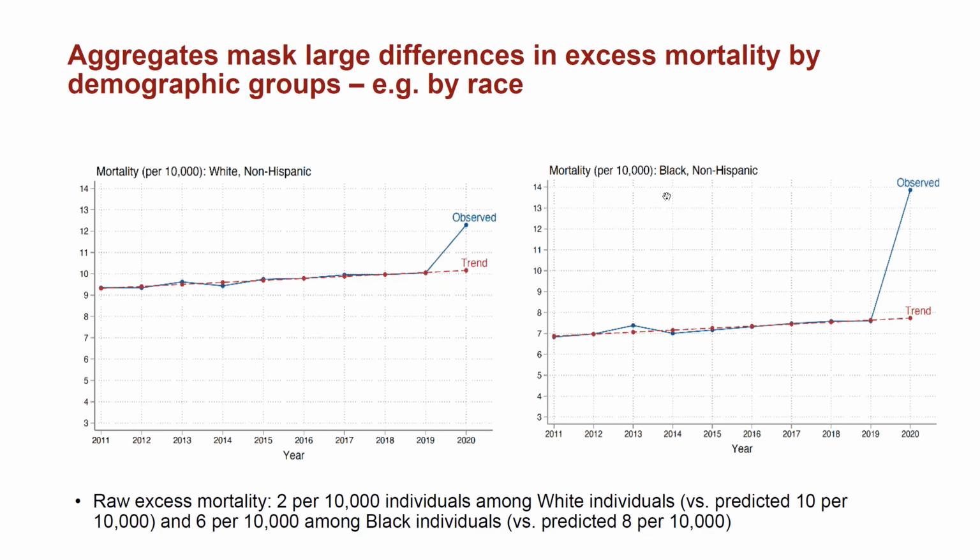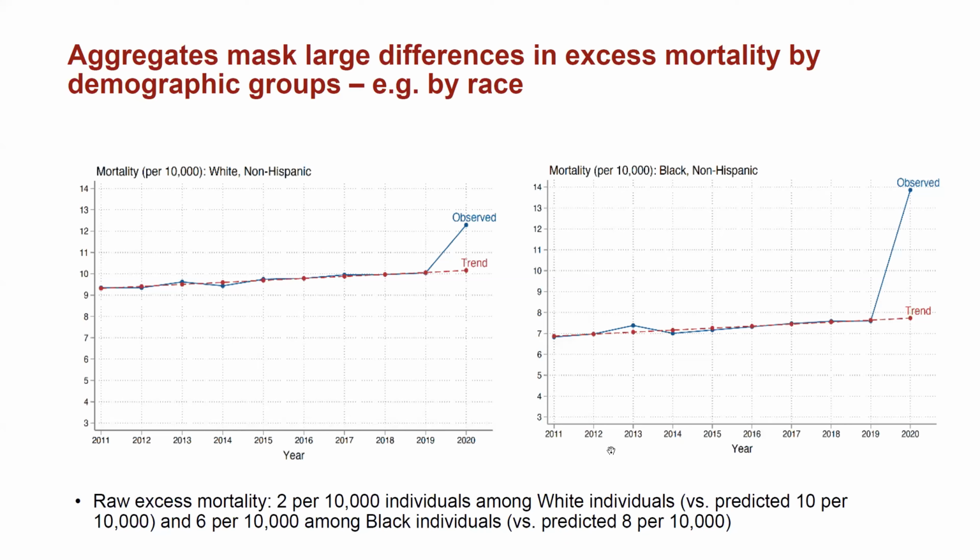Okay, so now let's go to these estimates by race. These aggregates that I've just shown you for the whole country in fact mask large differences in excess mortality by demographic groups. Here we're going to focus on differences by racial groups. We estimate this for 7 different race categories in the paper, but here I'm going to show you only a couple of estimates. This is the same exercise of predicting the mortality trend and comparing it to the observed numbers by race using the Numident data. This is mortality per 10,000 individuals for white non-Hispanic individuals, panel A, and in the right-hand panel, you see this for Black individuals.